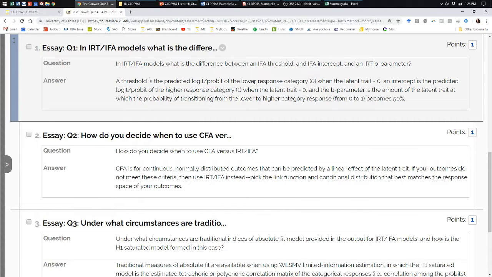So intercepts and thresholds are both the expected response when theta is 0. An intercept is the expected higher category. A threshold is the expected lower category. I say that deliberately because it's 0 and 1 if you're talking binary data, but it's higher category versus lower category if you're talking categorical data, which is what we've been doing. Whereas B is relative to a logit or probit 0 instead. It's the amount of trait needed to have a 50-50 probability, which corresponds to logit 0.